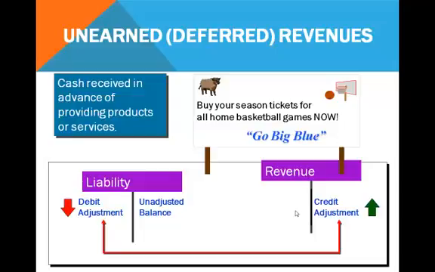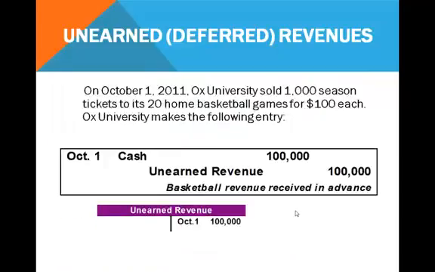When dealing with adjustments for deferred revenues, we always debit or reduce a liability account because we've delivered the service or the goods, and credit or increase a revenue account. So let's see what this example looks like. On October 1, 2011, Ox University sold 1,000 season tickets to its 20 home basketball games for $100 each.